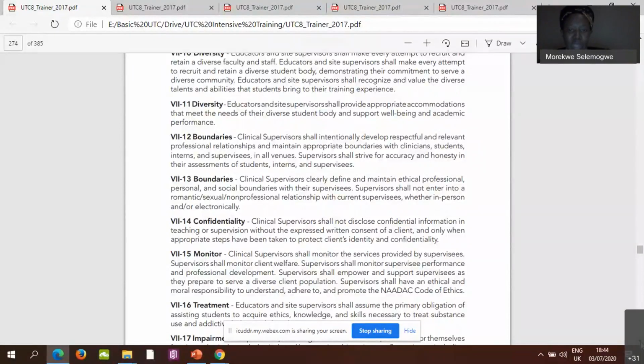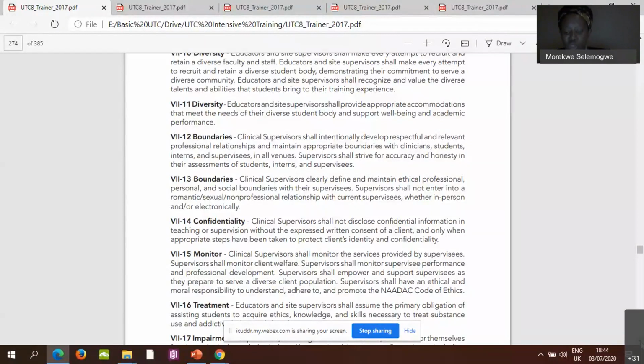Supervisors should maintain ethical, professional, and social boundaries. We've already talked about that. Confidentiality is also one of the most important things when we talk about clinical supervisors. They shall not disclose confidential information in teaching or supervision without the expressed consent of a client, and when appropriate steps have been taken to protect the client's identity.